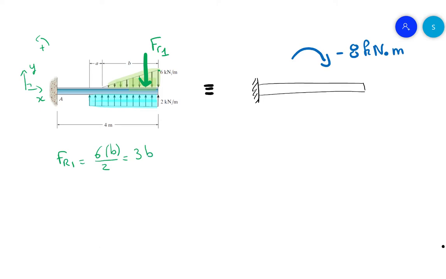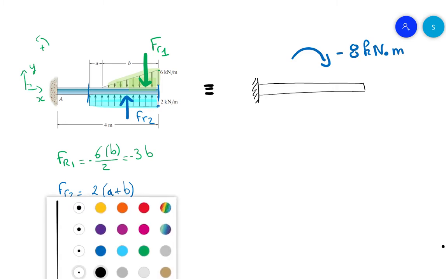For the FR2, this is the FR2. Oh, and that's a minus for the top one. So minus 3B, sorry, going down. So for FR2, the magnitude of FR2 is 2 times the total length, and the total length is all the lengths from A to B. So A plus B. Okay.